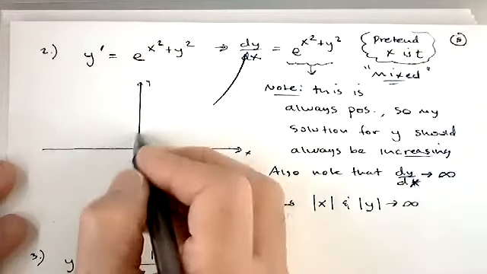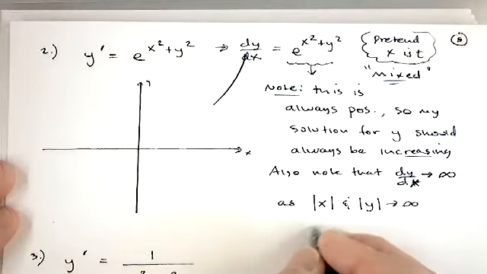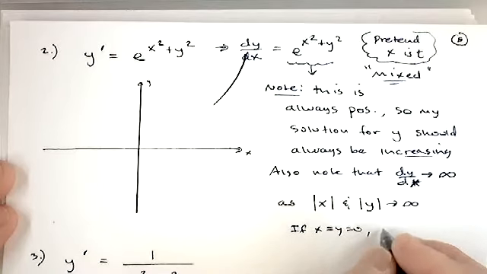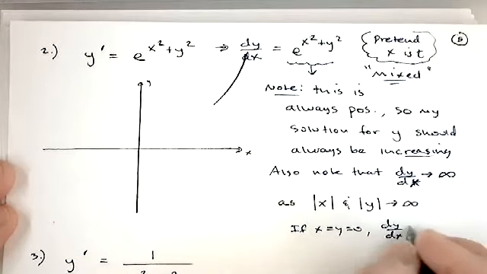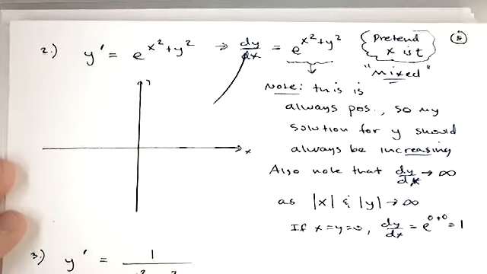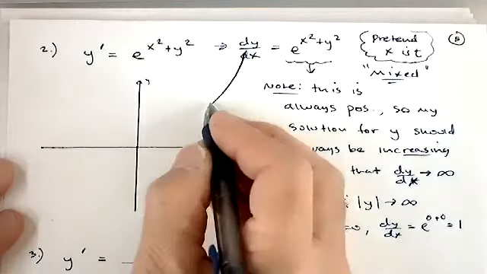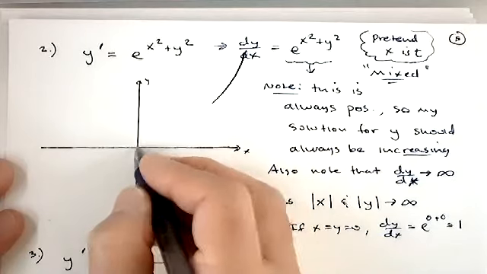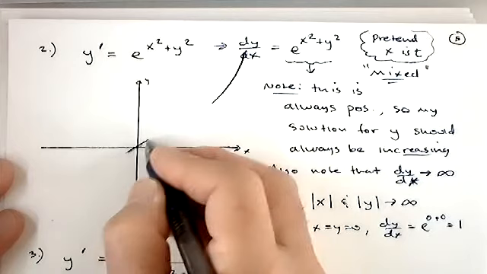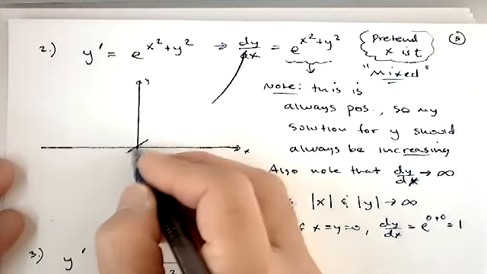Well, how about this? What about at 0? What if x and y are both 0? If x equals y equals 0, then notice that dy/dx is equal to e to the 0 plus 0, which is just 1. So you could interpret that when x and y are both 0, like right here, you have a slope of 1. Your solution is going to be rise over 1, should be about a slope of 1.